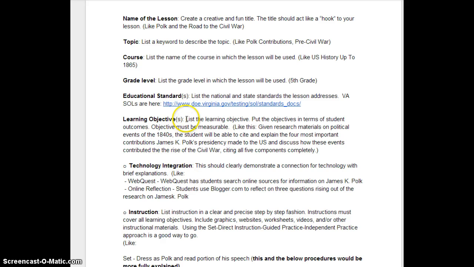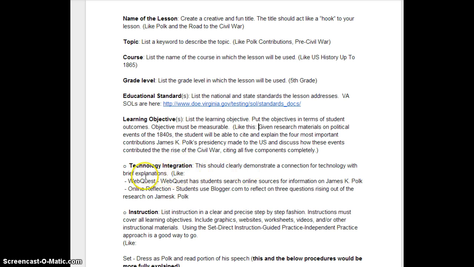The learning objective, it says list the learning objective. Put the objective in terms of student outcomes. Objectives must be measurable. And I gave an example. It's kind of a lengthy one: given research materials on political events of the 1840s, the student will be able to cite and explain the four most important contributions James K. Polk's presidency made to the United States and discuss how these events contribute to the rise of the Civil War, citing all five components completely. So that tells you pretty specifically what this lesson is going to do.